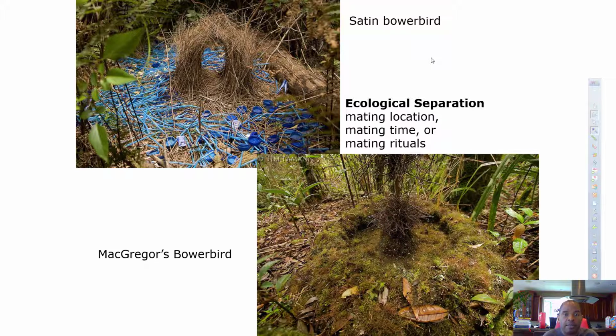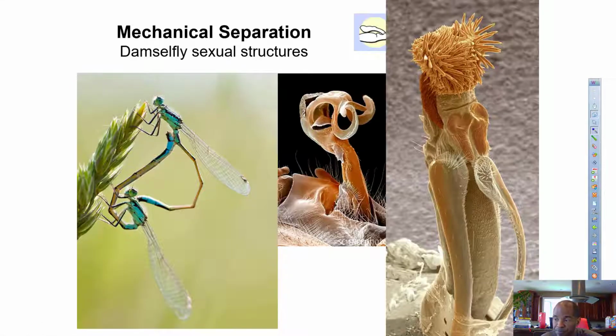They make these elaborate nests, the males, and then once it's finished the nest, it goes and tries to woo a female. You saw a video of a bowerbird earlier doing its whole little dance thing, and this is representative of an ecological or behavioral separation. This also includes doing certain mating rituals, dances, courtship, and those sorts of things.